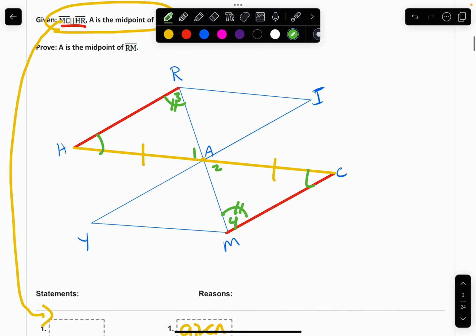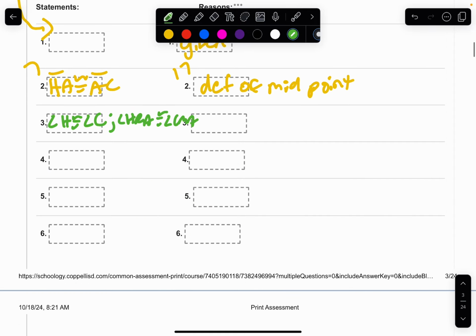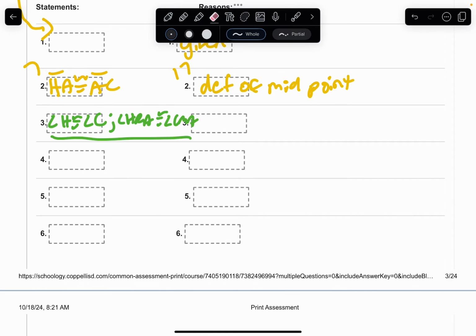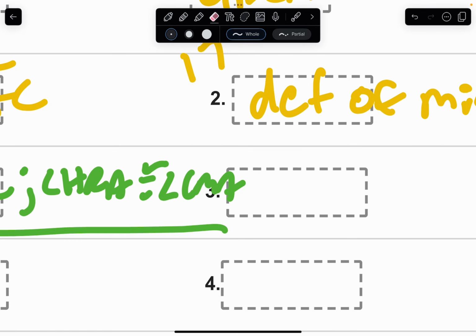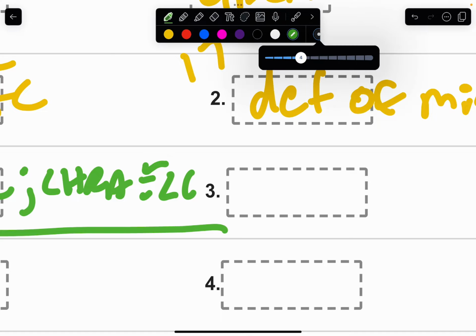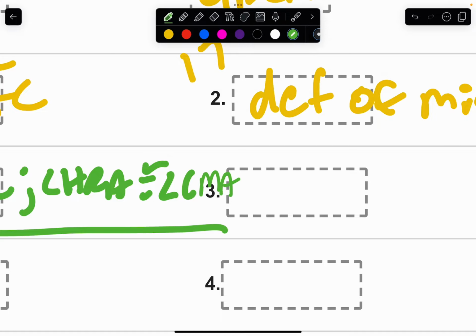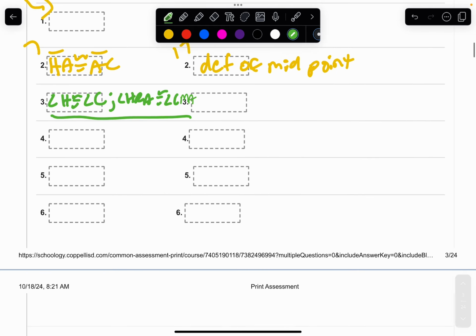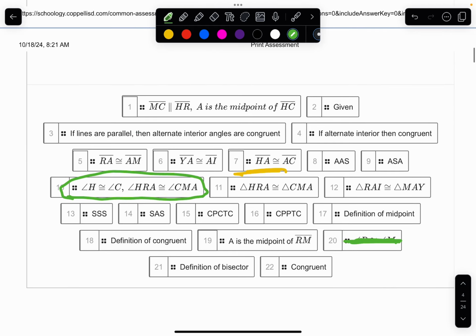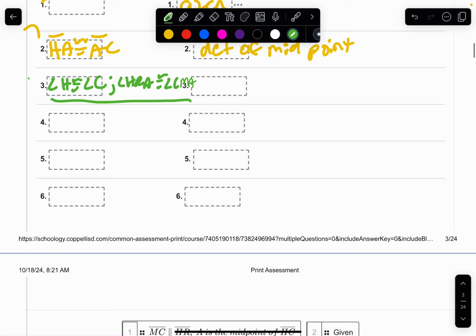Now, I call those angles 3 and 4, and on your test, you can just call them 3 and 4, but I'm writing it out because that's the way they have it. And I know my handwriting is pretty rough. I'm sorry. Let me make the end a little bit smaller. Angle CMA. All right. And that would be option number 10 there.